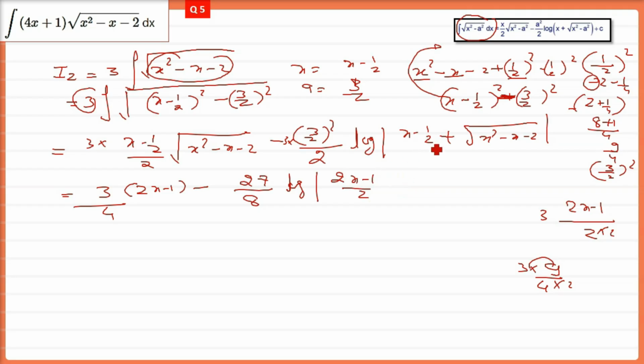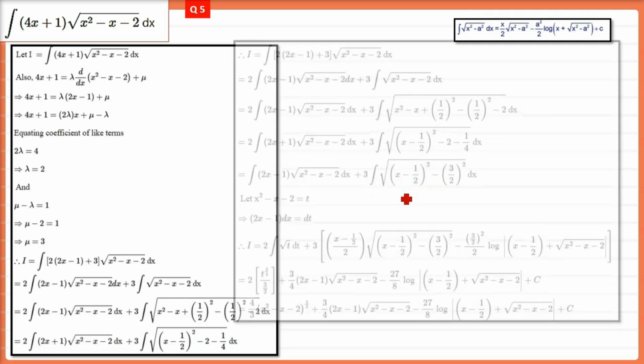Now coming to the second part, which is 27/8 log |2x - 1|/2. You can just keep it like x - 1/2 only. It doesn't matter. √(x² - x - 2) in modulus. Now I'm just adding I1 here. Please remember that I just missed √(x² - x - 2) in this term, 3/4 into (2x - 1). So assume that it is multiplied by √(x² - x - 2). Now I am including 4/3 (x² - x - 2)^(3/2), which is the first term, which is I1. So I1 plus I2.